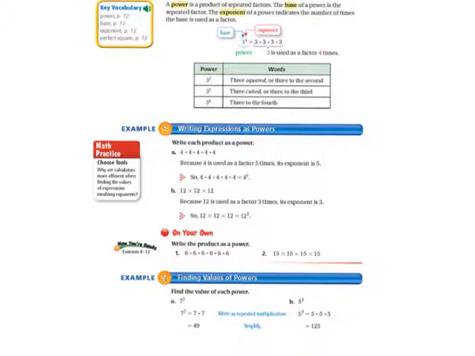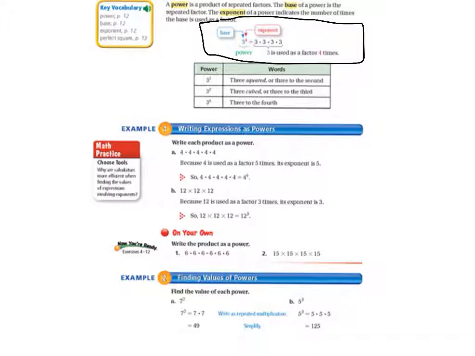So the diagram they have in the textbook shows you the power is the whole thing. It's the base and the exponent put together. 3 is used as a factor 4 times. So 3 is the base, 4 is the exponent. So you multiply 3 by itself 4 times. Remember that the dot is sometimes used as a multiplication sign.